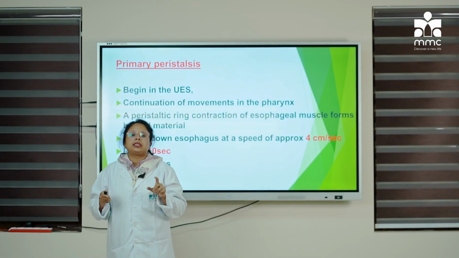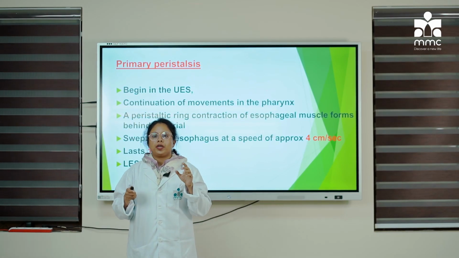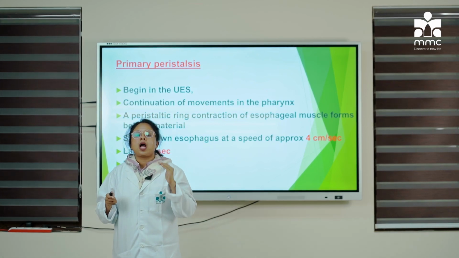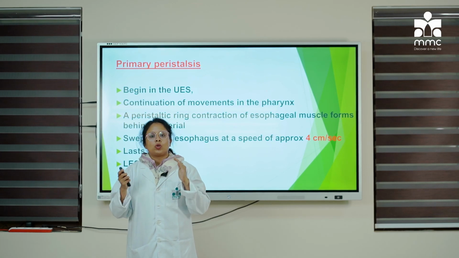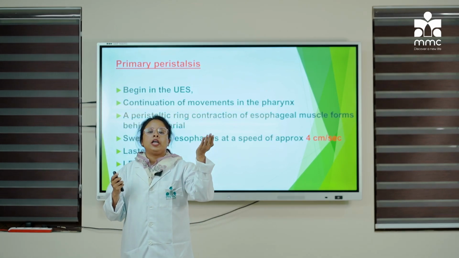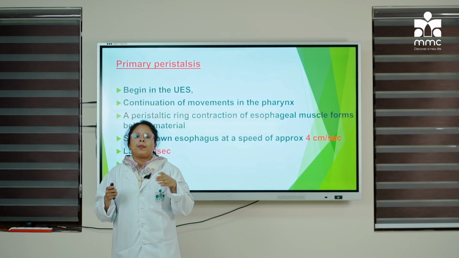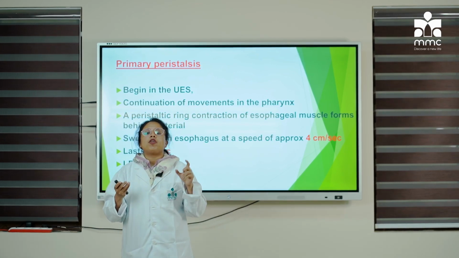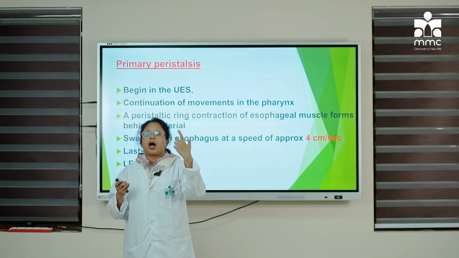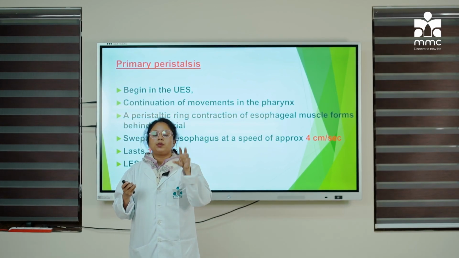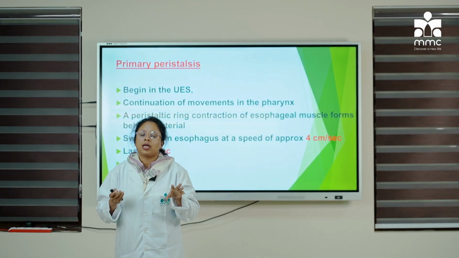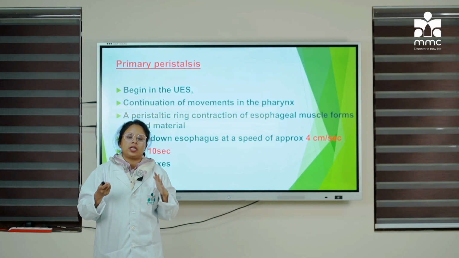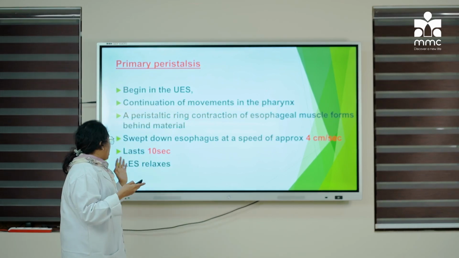Primary peristalsis usually begins in the upper esophageal sphincter. Once the food enters the upper part of the esophagus, the upper esophageal sphincter closes so that food does not go back into the pharynx. Then primary peristalsis occurs. What is this primary peristalsis? A wave of peristaltic constriction occurs behind the food so that food is pushed down the esophagus, and this wave of peristalsis is at an approximate speed of 4 cm per second and it lasts for 10 seconds.